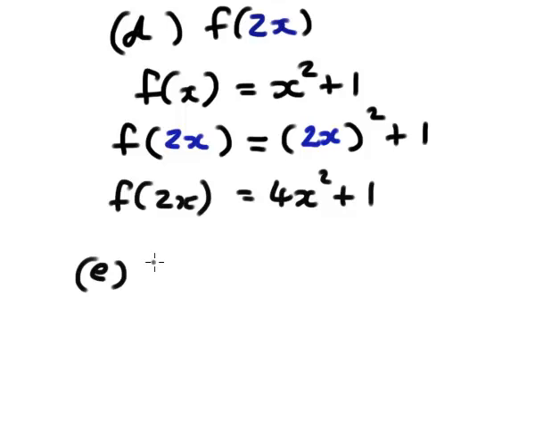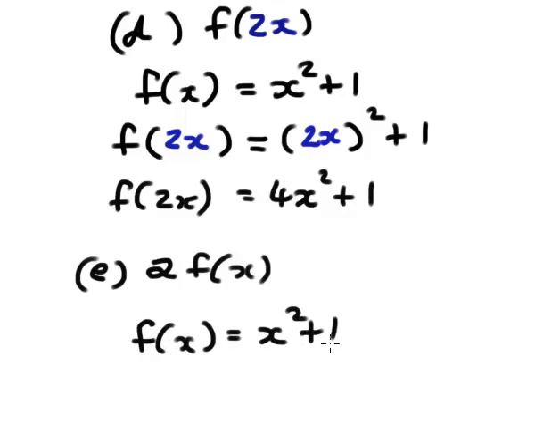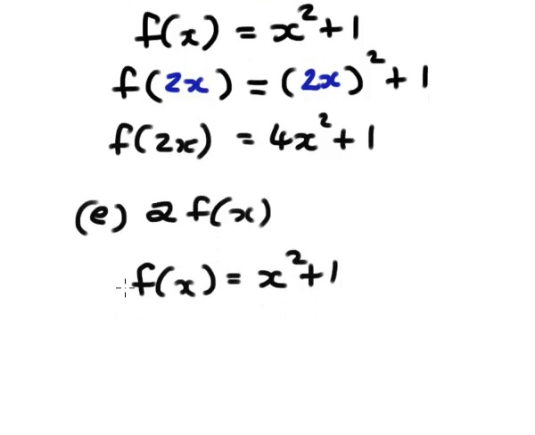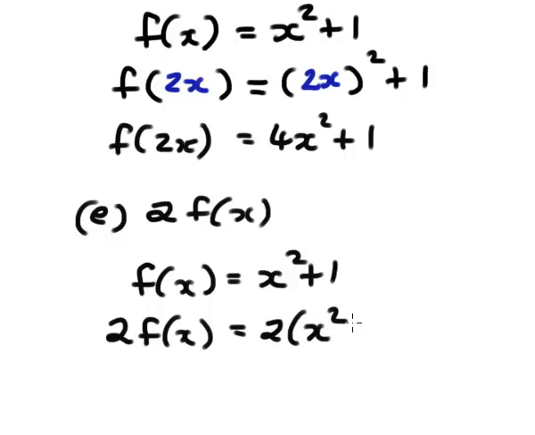They want you to work out 2 multiplied by f(x). But that's easy. Listen, what do we know? We know that f(x) is going to be x squared plus 1. So what would happen if we want 2f(x)? If we want 2 of the f(x)'s, we're going to be multiplying both sides by 2. So we're going to double this. You see that there? All you do is that, which gives you 2x squared plus 2.